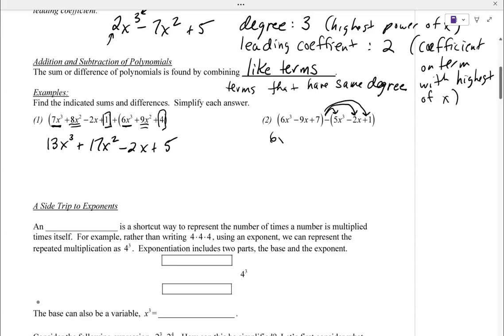So the first one here, that doesn't change the first one at all. But this one, when I distribute the minus sign through, I get minus 5x cubed. What's going to happen to this one? It'd be a positive 2x, good, and then a negative 1.